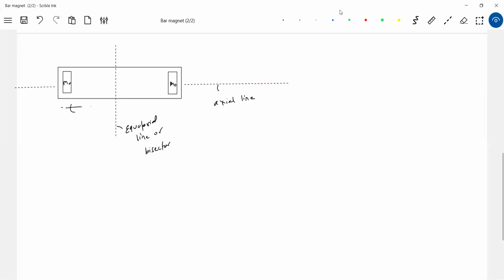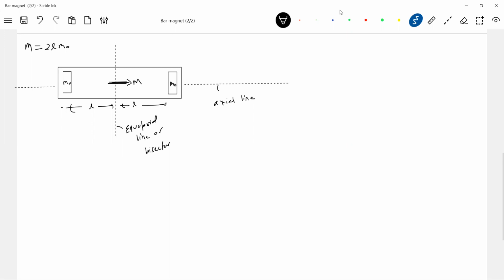So what is the geometrical length? What is the magnetic length? It will be 2L. So what is the dipole moment of this bar magnet? M into 2L into m naught. I would have written only L, but let me say that from the equatorial line, the poles will be at an equal distance, let it be at a distance L. So what is the dipole moment equal to? 2L into m naught.